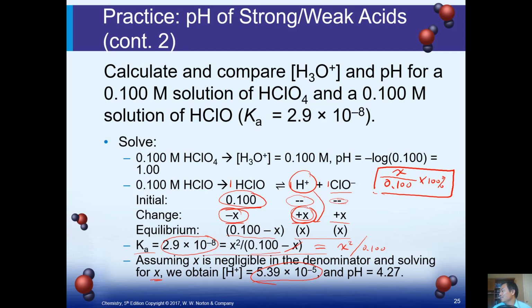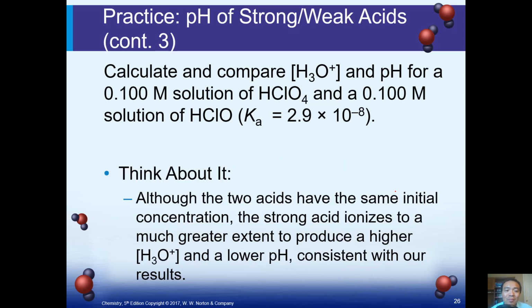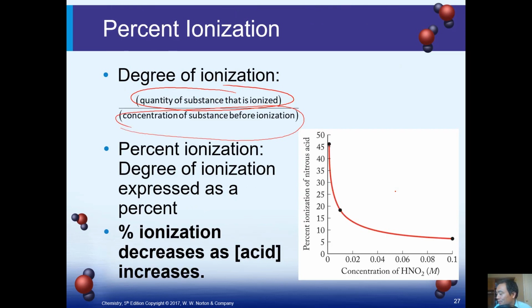If you do the calculation, you'll find out the percent ionization for this weak acid, HClO, hypochlorous acid, is really small. So that's how you can do the quantitative calculation. But by definition, qualitatively, the percent of ionization will decrease as the acid concentration increases. As you can see over here, when the acid concentration increases from left to right, the percent of ionization actually decreases.